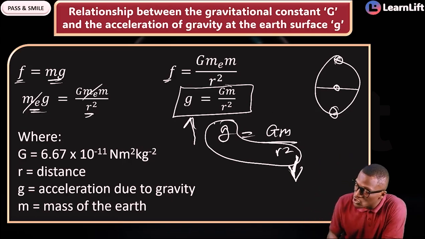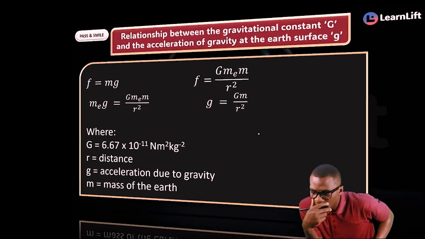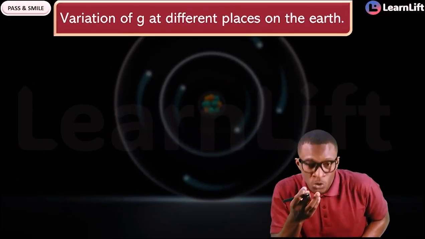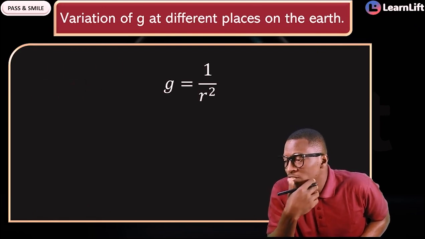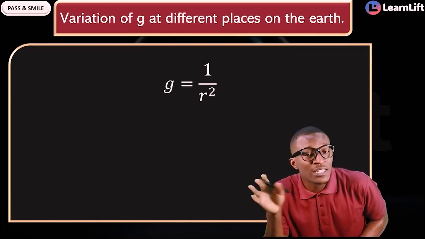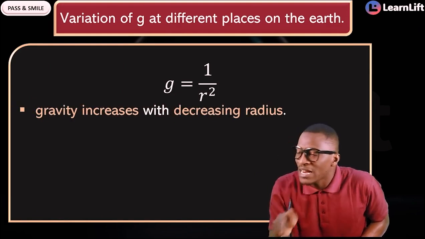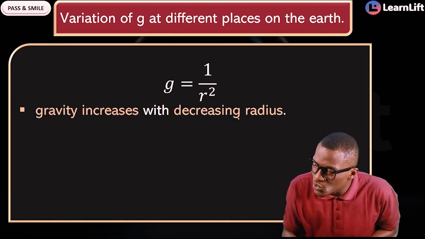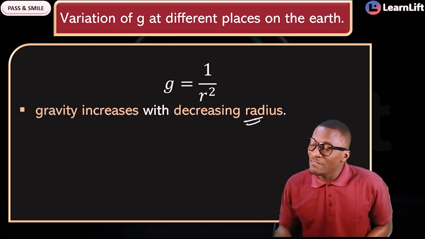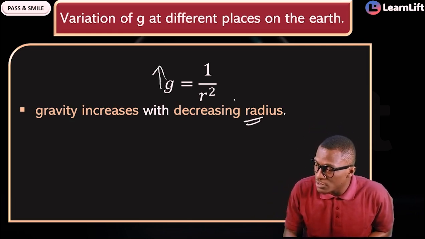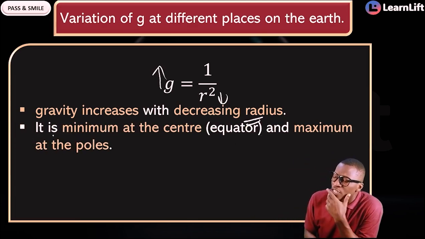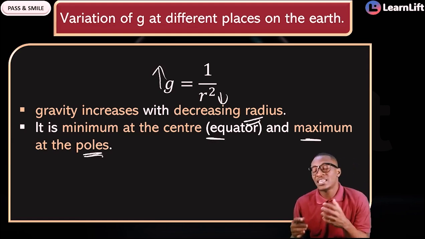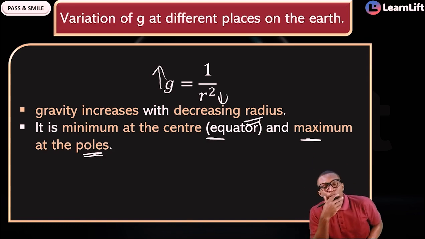Why? Because of this relation, g is equal to 1 over what? r squared. So that's what we are trying to explain, the variation of g at different places of the earth. Number 1, we say g is equal to 1 over r squared. We are taking all of that to be constant, and that's how we say they are 1. We can see that gravity increases with decreasing radius. As acceleration due to gravity is increasing, the radius, which is the distance, is decreasing. Do you understand? Therefore, gravity is minimum at the equator and maximum at the poles. At the equator, which is the center, it is minimum, but at the poles, it is maximum.